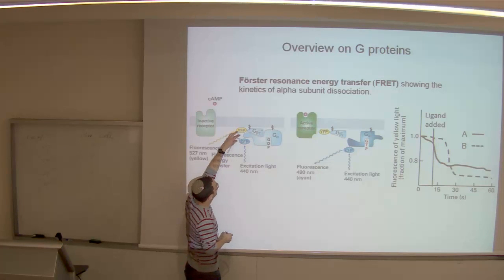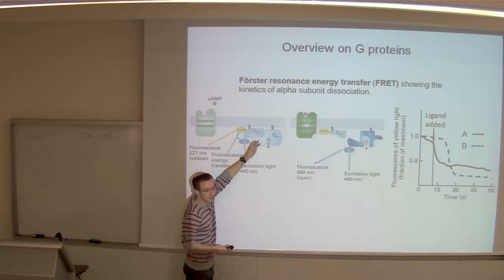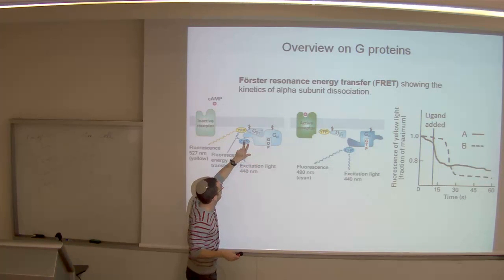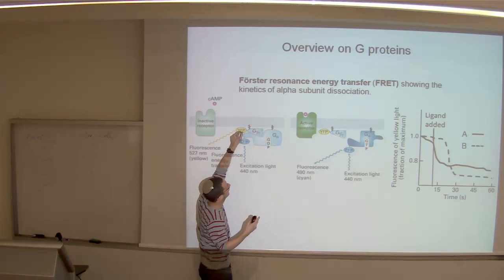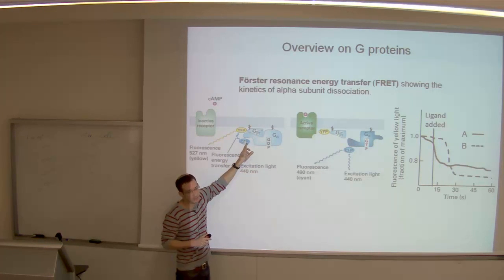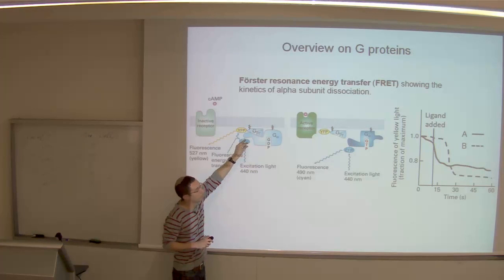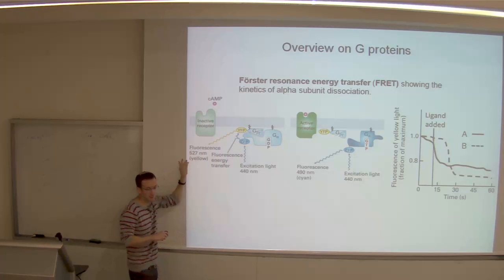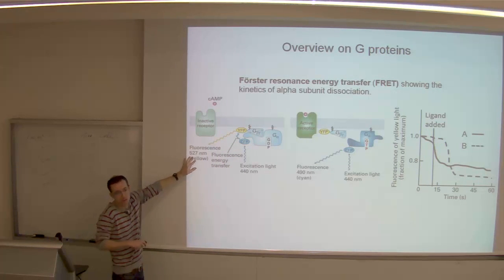So, okay, you put an artificial dye on one substance, say the alpha subunit, the blue dye here, and you put the yellow dye, the second dye, on the G beta gamma. Now you excite the first dye, and when these two molecules are nearby, some energy will be transferred from the first dye to the second dye, which will emit in a specific wavelength. And we can read at this wavelength.